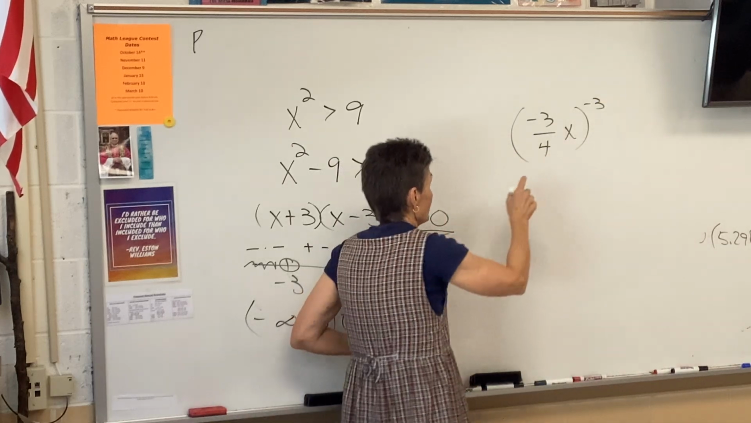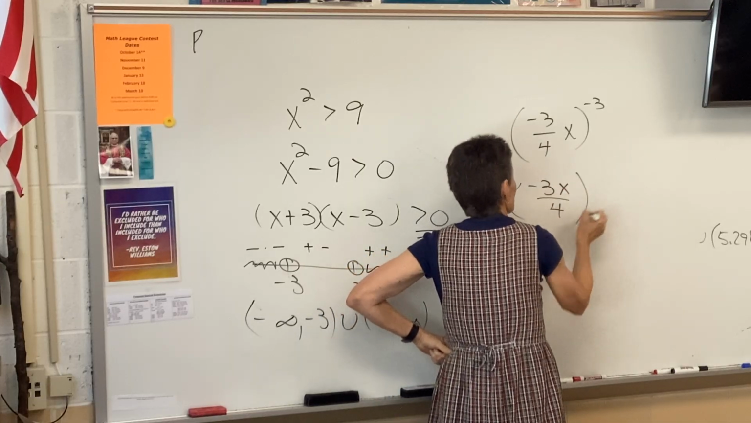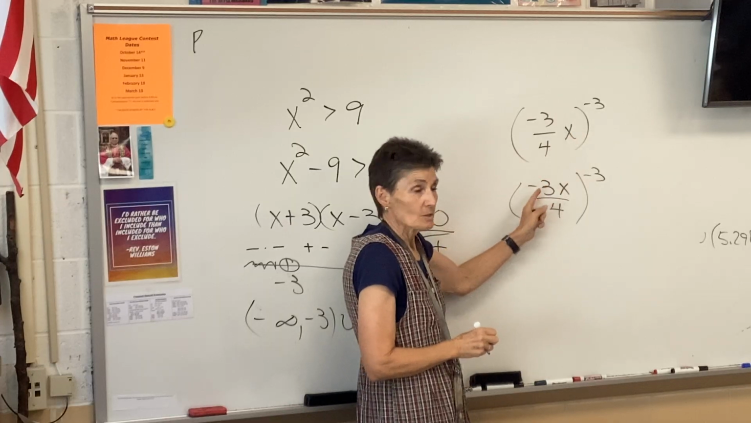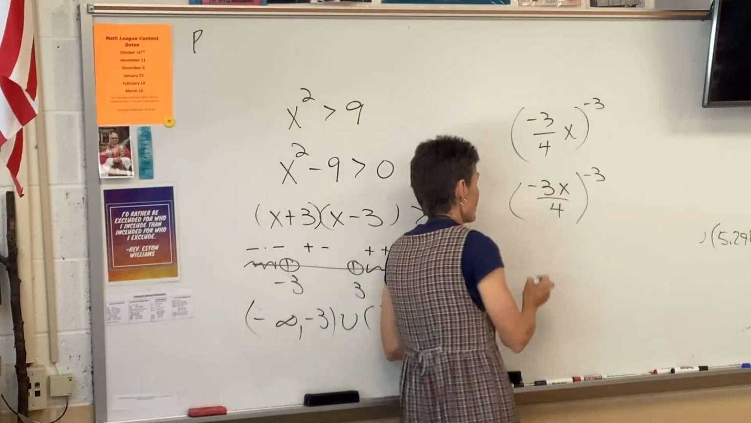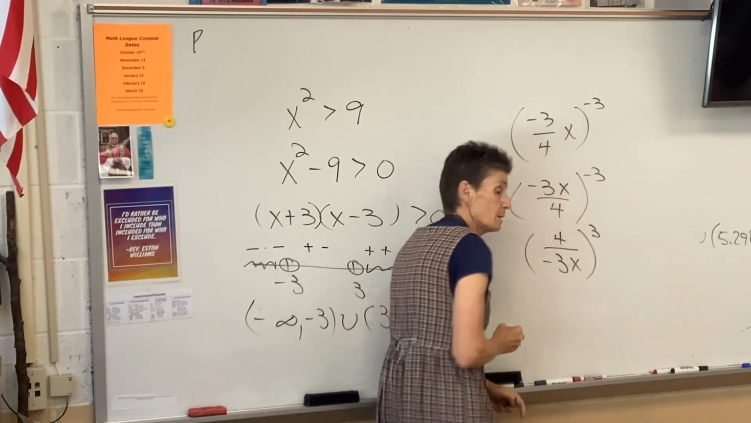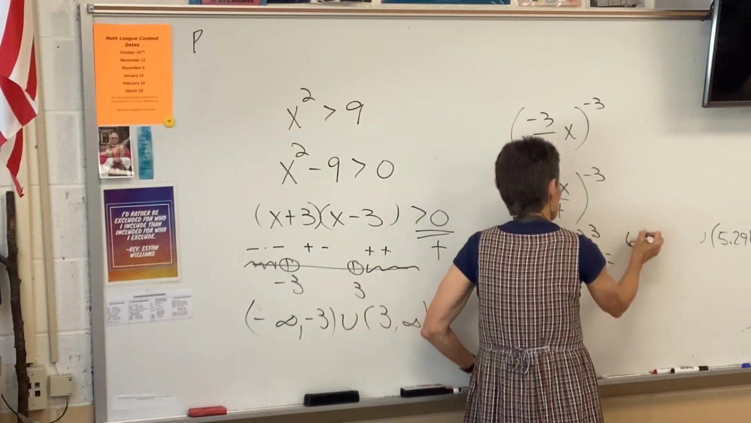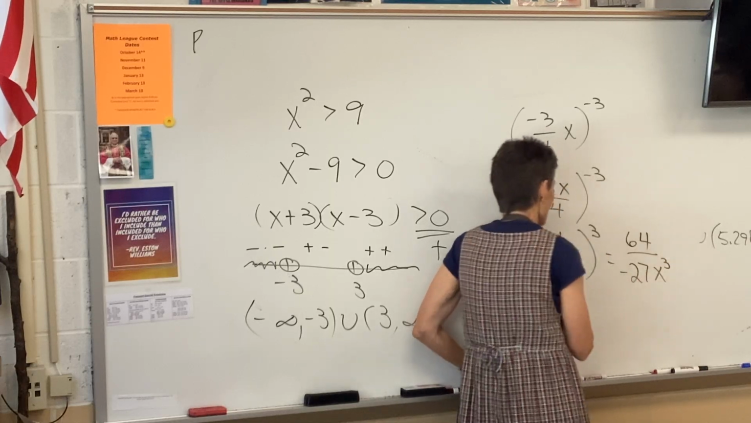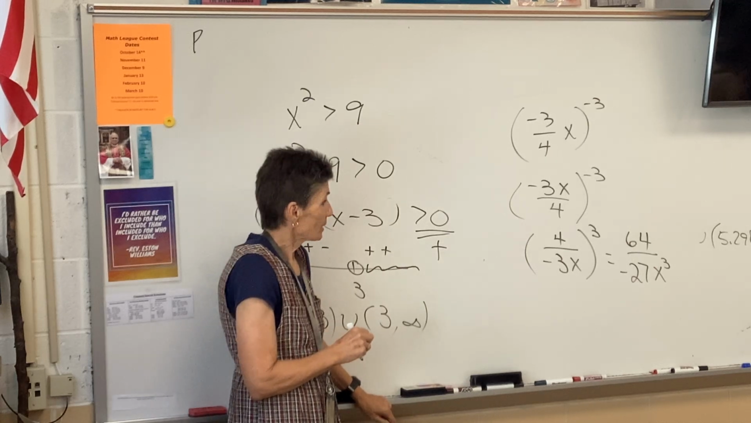So first of all, let me rewrite this so I can see that this is the fraction that I have. X is on top. So this is the fraction that I have. So the negative is gonna flip that. And then I'm gonna cube everything. So 64 over negative 27 x cubed, because when you cube a negative, it's negative. And there we go.